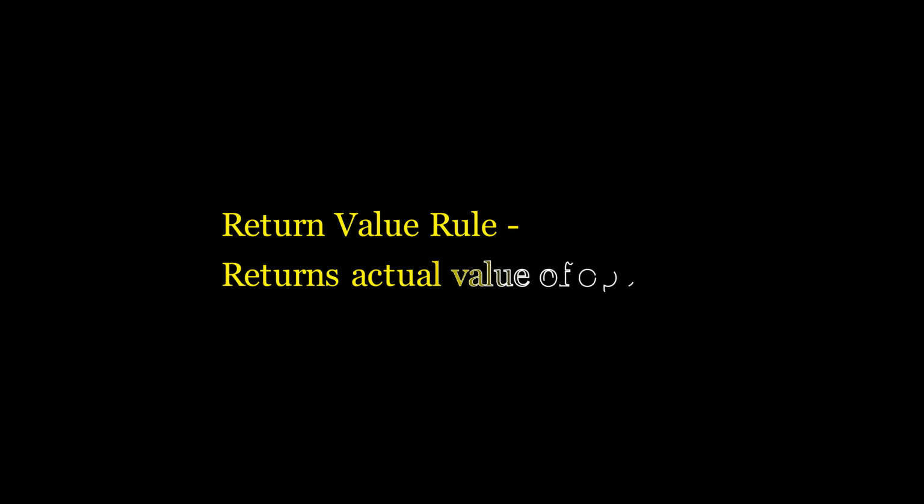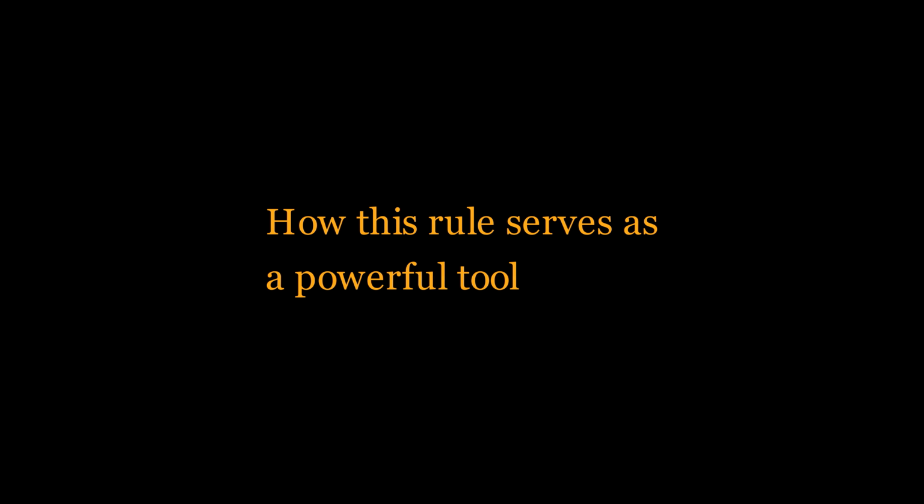In Python, the interpreter follows a specific return value rule. When executing logical operators like and or, rather than simply returning a Boolean true or false, Python often returns the actual value of the operand that determines the result. By the end of this session, we will demonstrate a practical example of how this rule serves as a powerful tool for programmers, allowing for cleaner code and more robust error prevention. Let's dive in.